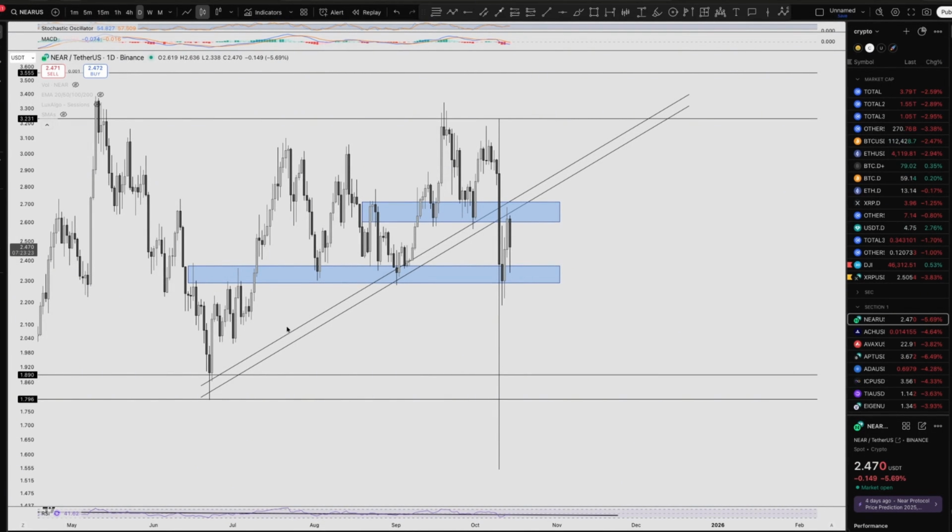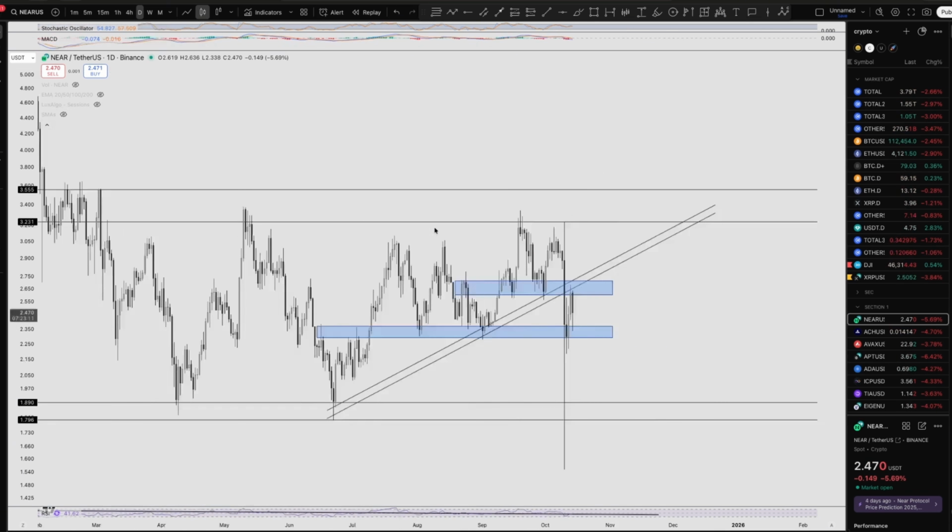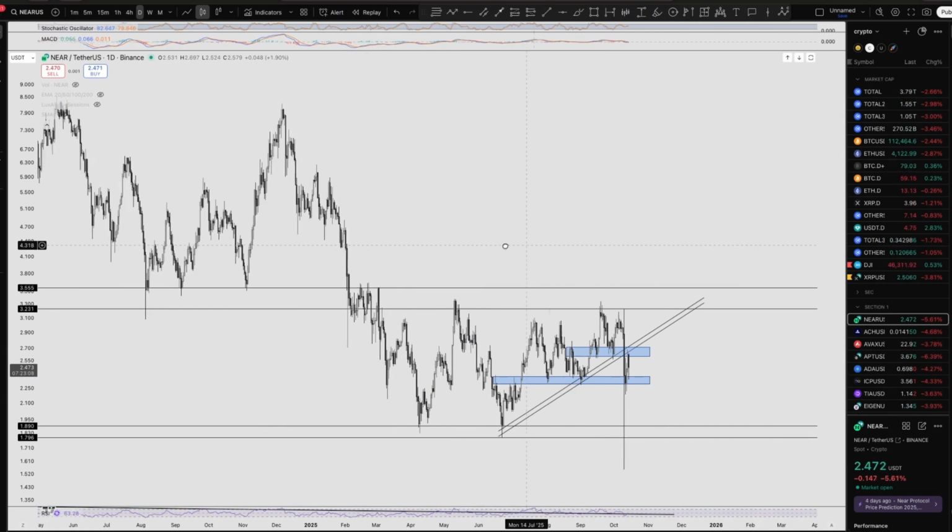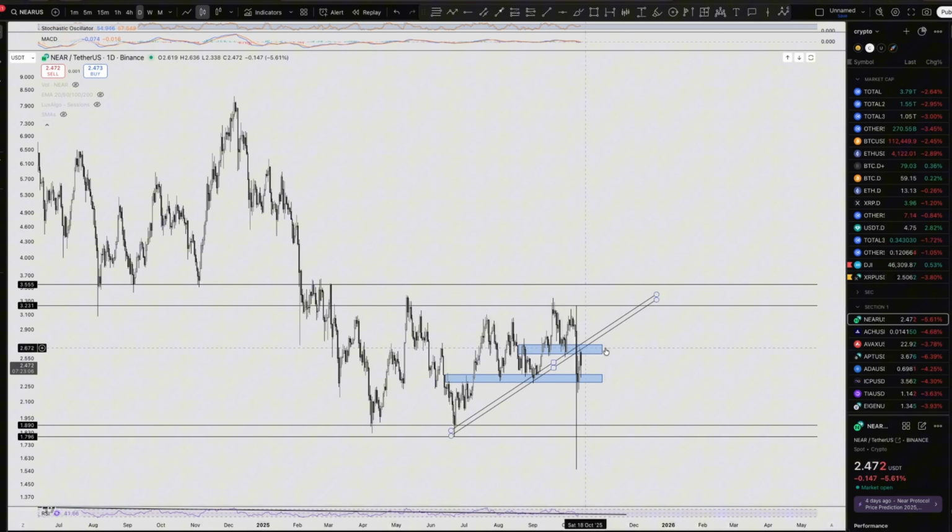Today we're going to analyze the Near protocol chart, see what it's doing in the short term, and also take a quick look at the total market cap chart. As you can see, this is the Near protocol chart. Near protocol has been in this range for almost a year now. The top of this range is around $3.50 and the bottom is close to $2. And as you can see, there hasn't been any breakout so far.